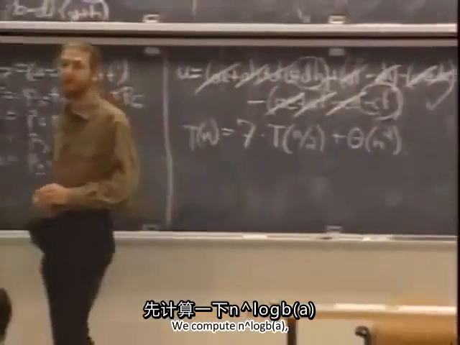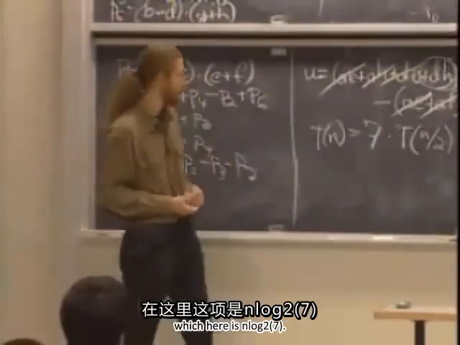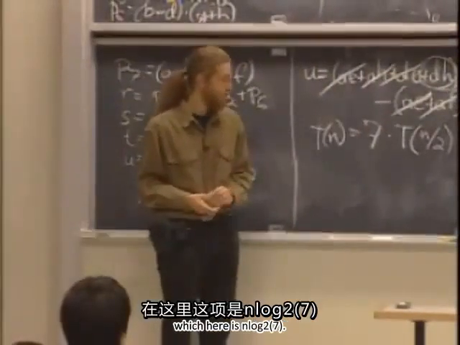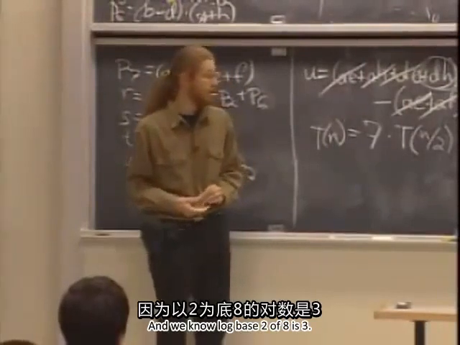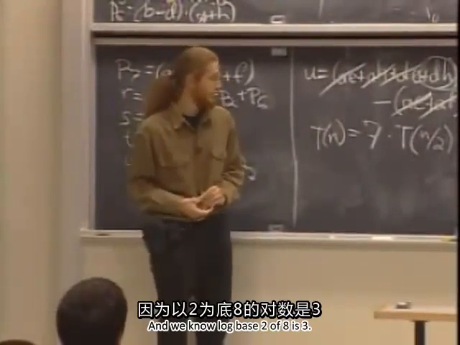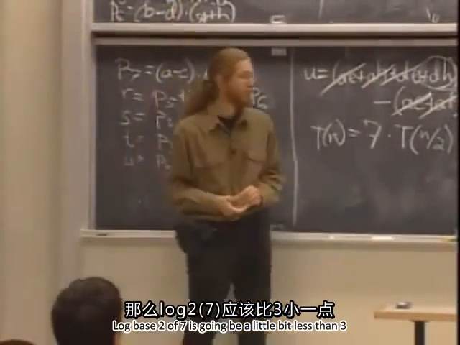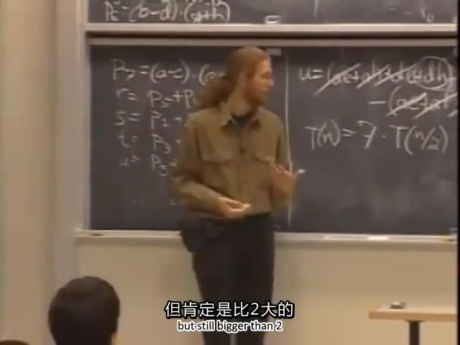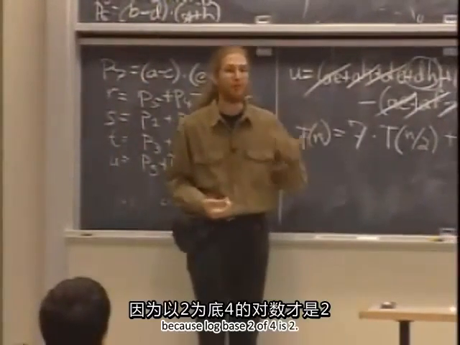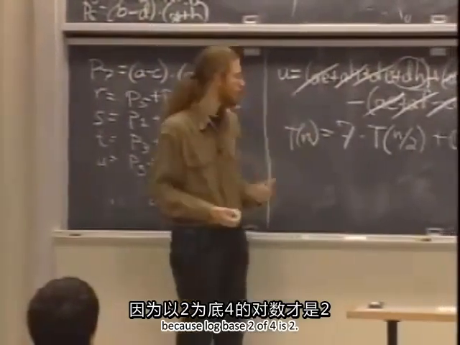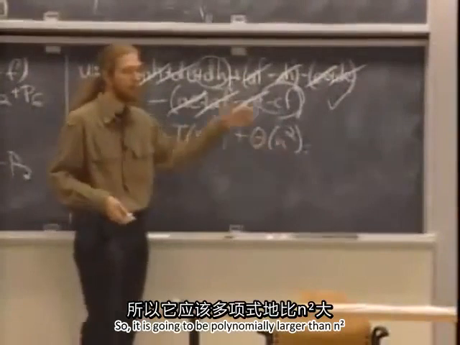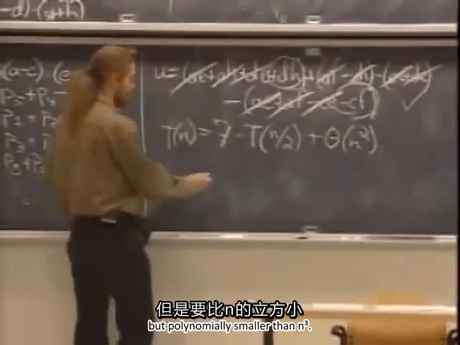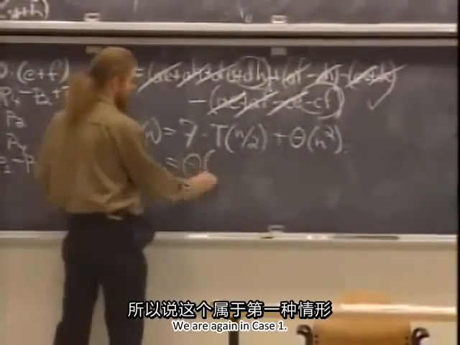We compute n to the log base b of a, which here is n to the log base 2 of 7. And we know log base 2 of 8 is 3. Log base 2 of 7 is going to be a little bit less than 3, but still bigger than 2, because log base 2 of 4 is 2. So it's going to be polynomially larger than n squared, but polynomially smaller than n cubed. So we're again in case 1.